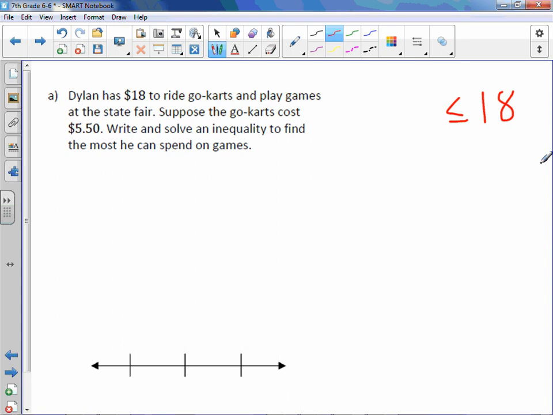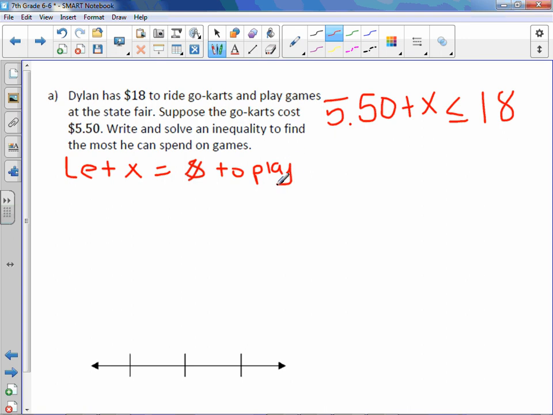Now the go-karts cost $5.50, and we don't know how much he can spend on games. So let's actually define that variable. Let x equal money to play games. So here's our inequality. Now let's solve it.